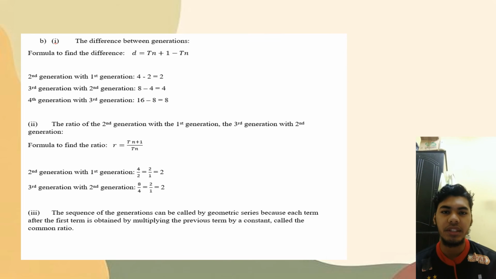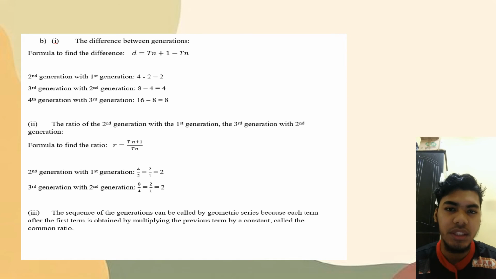For the second generation, n plus 1 equals the third generation, and we minus the second generation, which is 8 minus 4 equals 4. And lastly, the third generation, n plus 1 equals the fourth generation, which is 16 minus 8 equals 8.